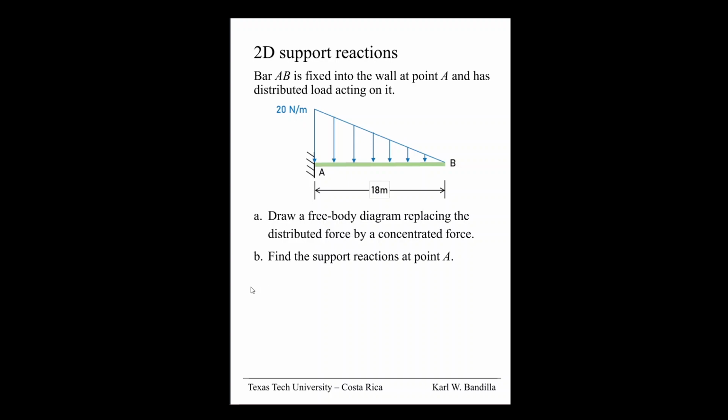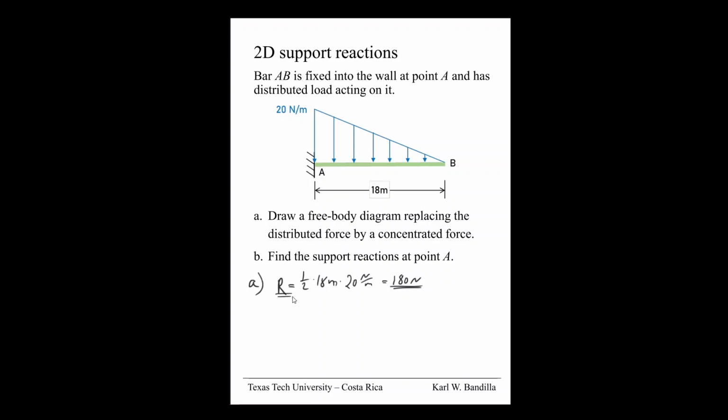Well, the first thing we should probably do is take that distributed load and turn it into a concentrated force. So we can say R is equal to, it's a triangle, so the area of a triangle is 1/2 times the length times the height. The length would be 18 meters, and the height would be 20 newtons per meter. 20 divided by 2 is 10, so we get 180 Newton.